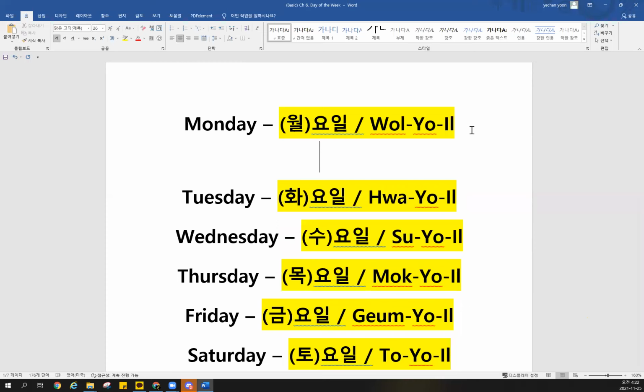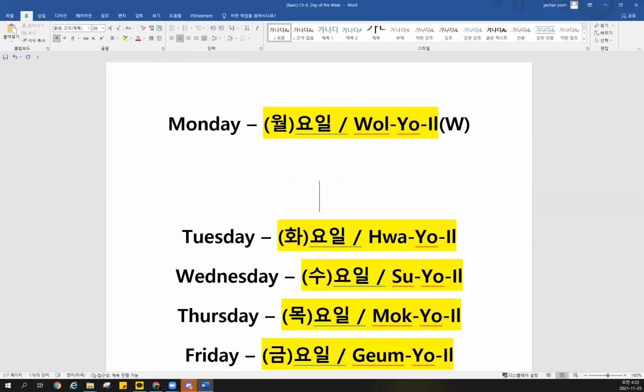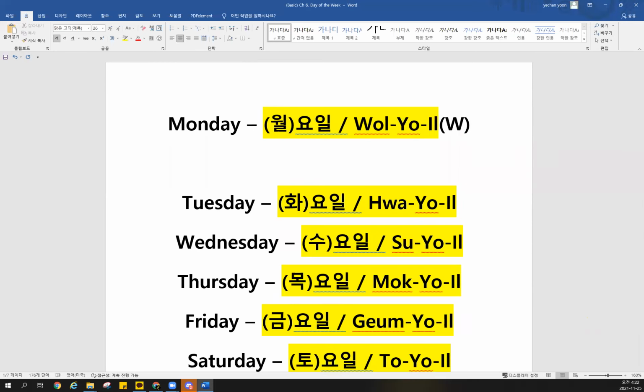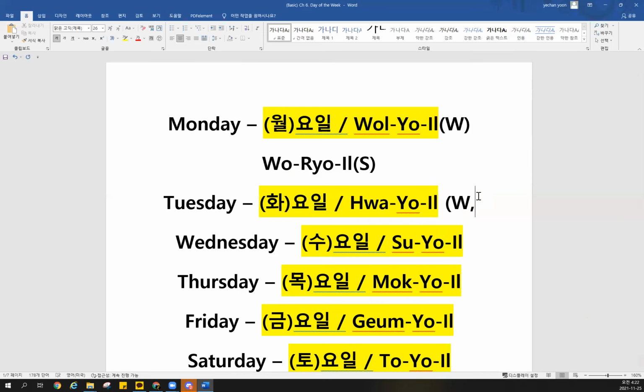I'm going to write down the writing, but I'm also going to tell you how to speak like a Korean. How you can say Monday, you can say 월요일. But actually the pronunciation is going to be like this. This is how you can speak out like Korean.